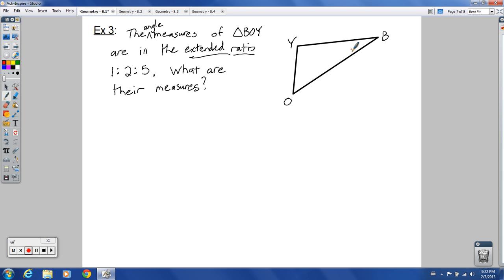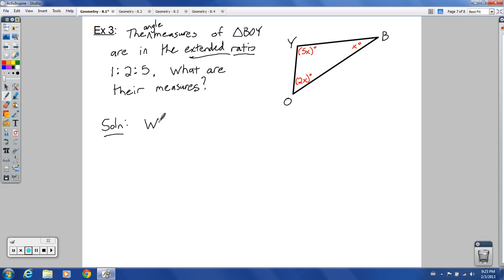So we could call this 1x, or x degrees. So let's do that here. This is going to be x degrees. This is going to be 2x degrees, and this is going to be 5x degrees. If they were in the extended ratio of, let's say, 2 to 6 to 9, you would put 2 here, a 6 here, and a 9 here instead. If they were in a ratio of 3 to 4 to 5, this would be 3, 4, and 5. Whatever the order of the letters is and the order of the numbers is, that's how the ratios should match up. So let's put our solution down here, our thought process.